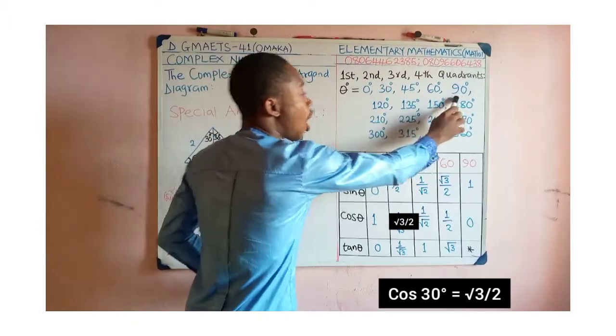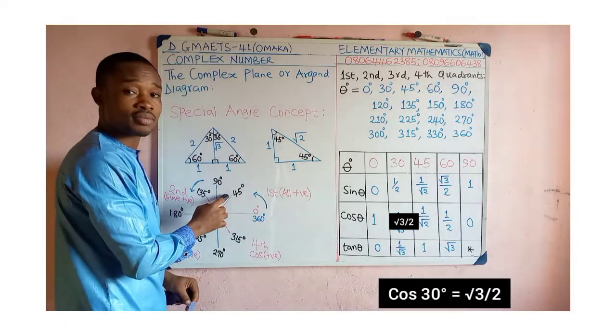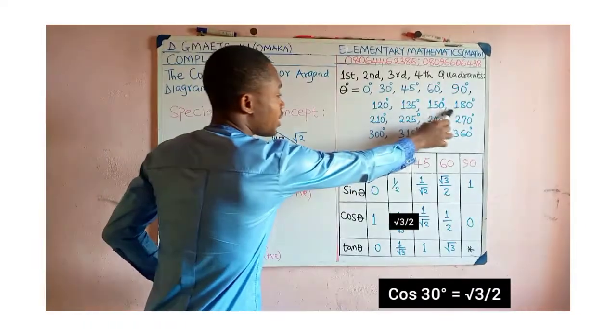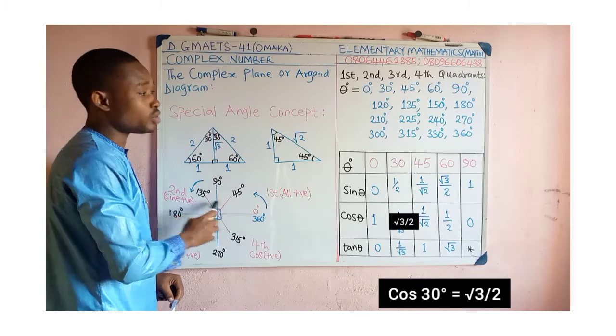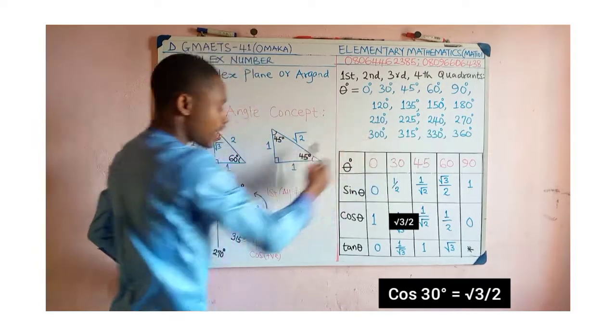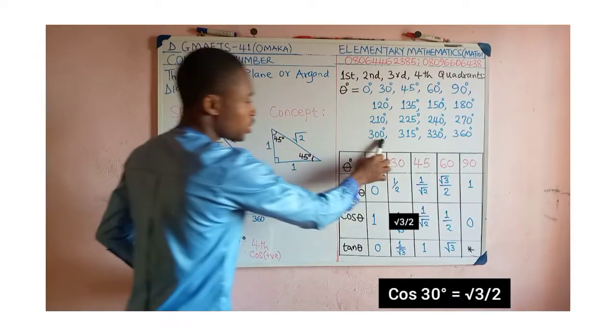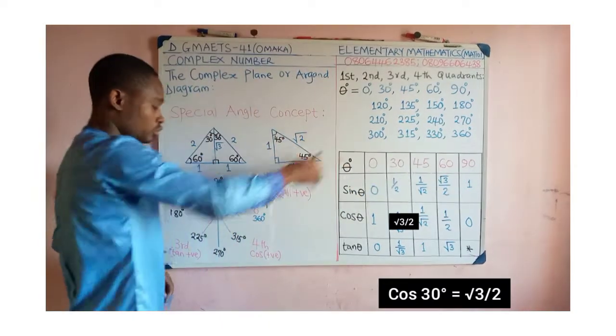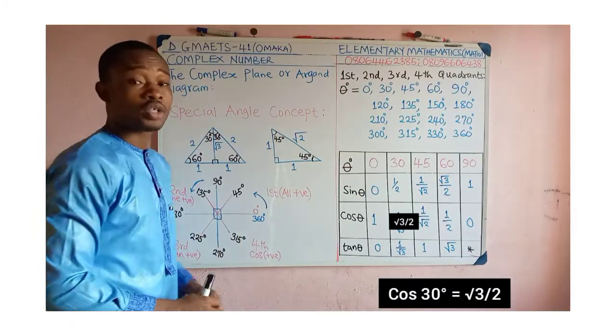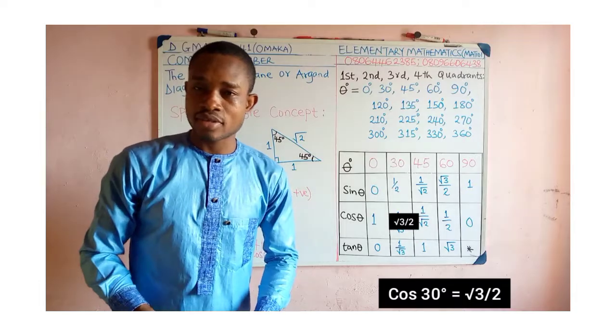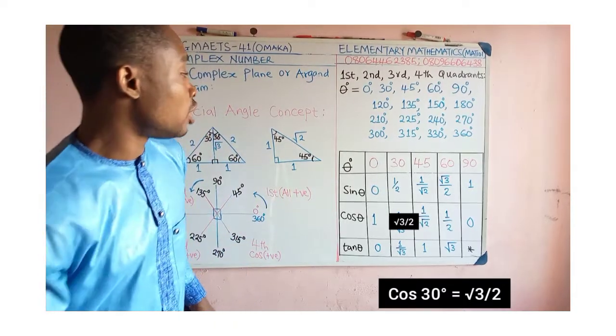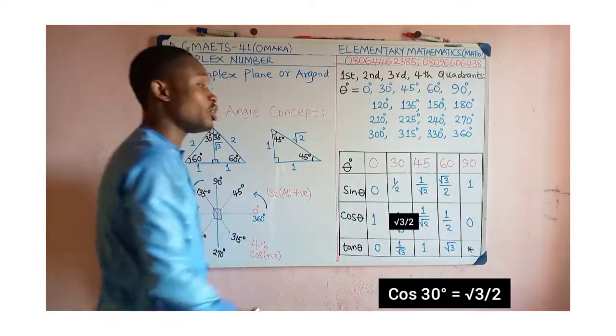These first row are all found in the first quadrant. This second row, the angles are all found in the second quadrant. The third, all the angles are found in the third quadrant. And these special angles, all of them in the fourth row, are found in the fourth quadrant. Does that make sense? Alright, now let us move on to see how we generated these values.